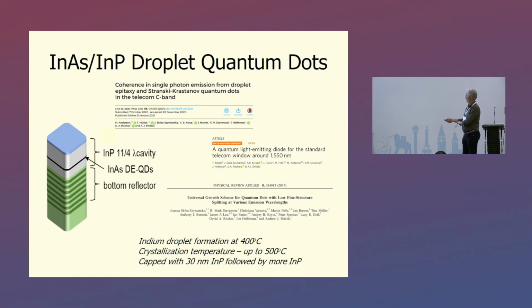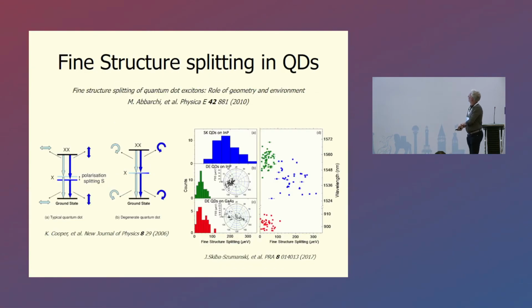The process is as follows. Indium droplet formation occurred at 400 degrees centigrade. Crystallization was about 500 degrees. And there was a capping with 30 nanometers of indium phosphide, followed by even more indium phosphide. What they noticed in these quantum dots is that the fine structure splitting is very small. And let me take you through that a little bit.